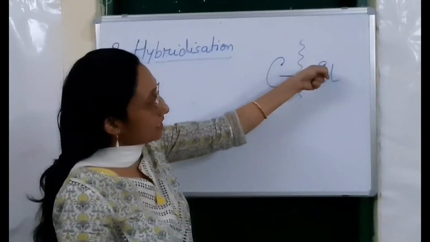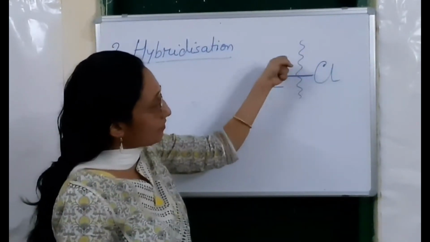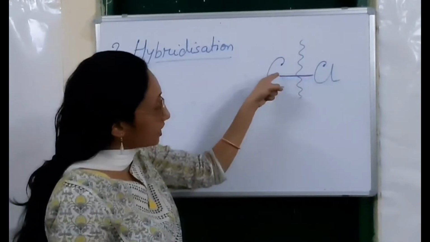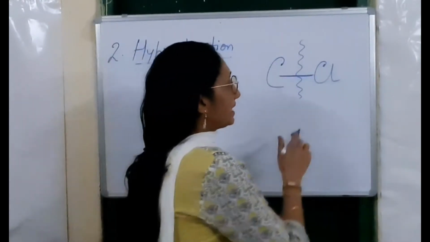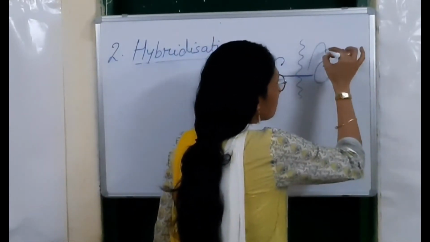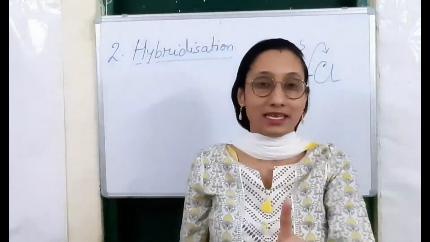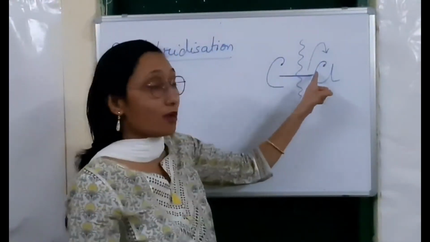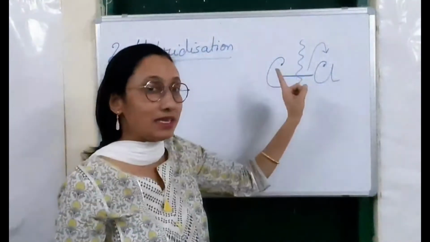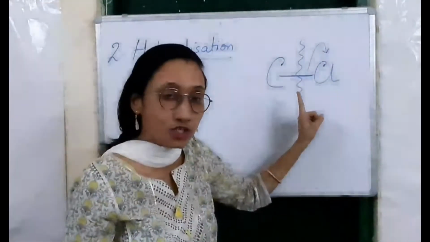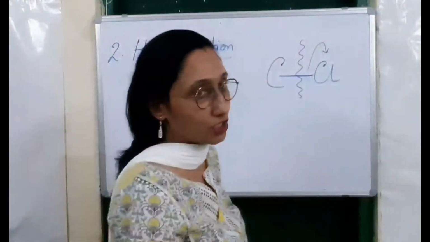Carbon-halogen bond, in this case, if carbon is holding this shared pair of electrons towards itself, then Cl will not be able to depart as Cl minus easily. And this departure of X as X minus is an essential requirement for nucleophilic substitution reaction.